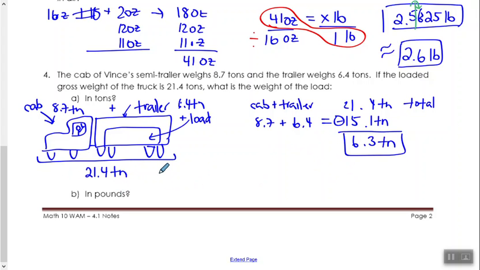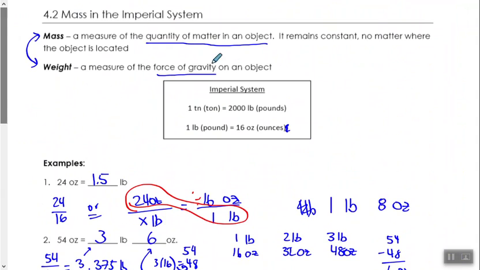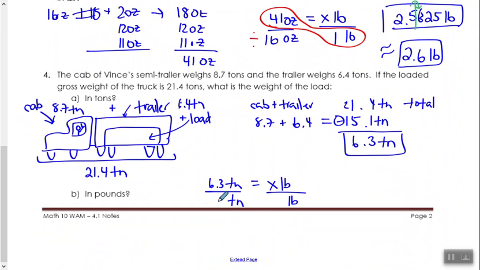So it's 6.3 tons. What is that going to be in pounds? So I have 6.3 tons, and I want to know what that is going to be in pounds. Okay, so lining up my units, tons and tons, pounds and pounds, I could check up at the top. Oh, 1 ton is 2,000 pounds in the imperial system. So 1 ton is 2,000 pounds.